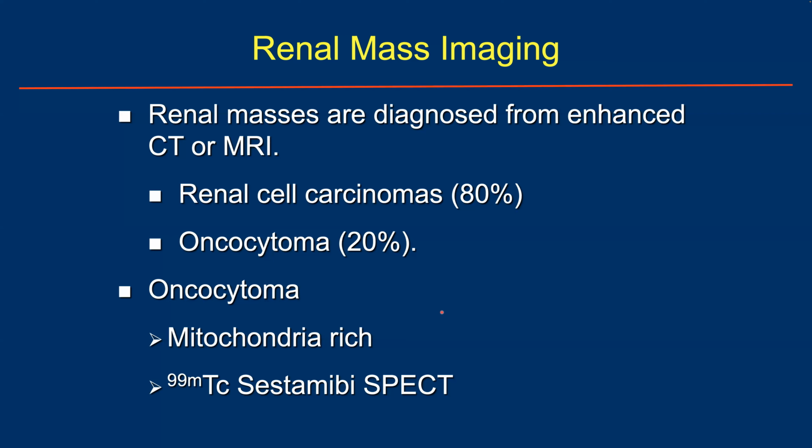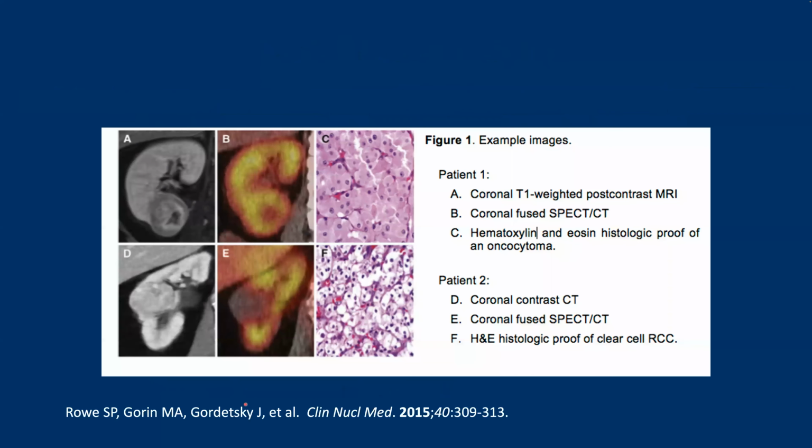So a group of physicians at Johns Hopkins came up with the idea that, because oncocytoma is rich in mitochondria, it can be imaged with a SPECT agent called technetium-99m labeled sestamibi, and shown in those images.